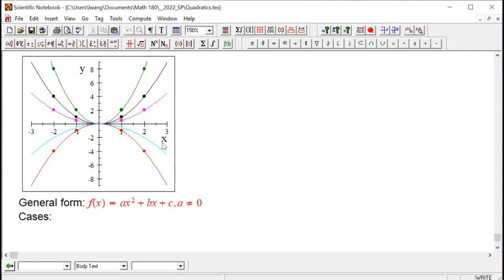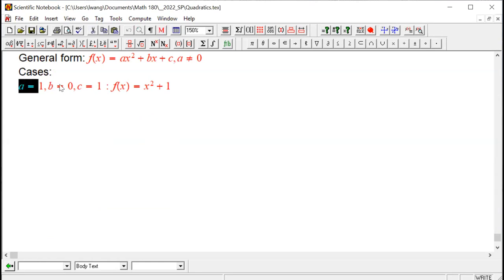Suppose I have A equals 1, B equals 0, C equals 1. What function would that be? A is 1, right? B is 0, so this term is gone. C is 1, x squared plus 1. And what if I have another 3 numbers, but this time C is -1. As a result, this quadratic function will become x squared minus 1.